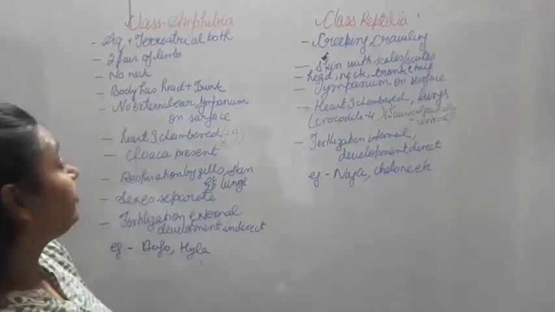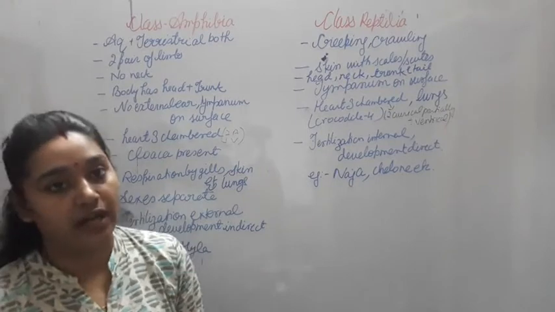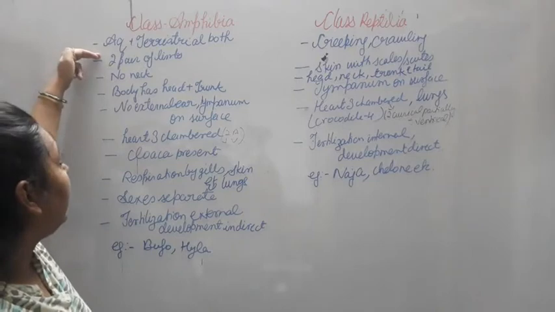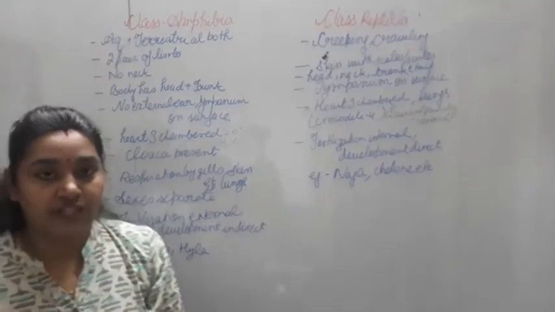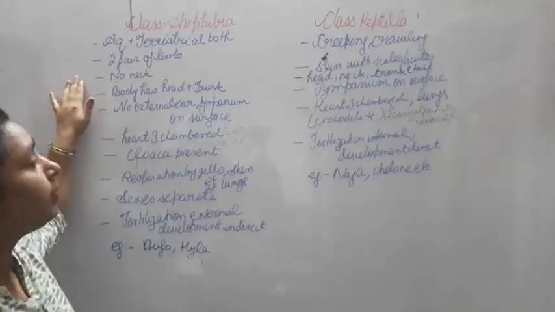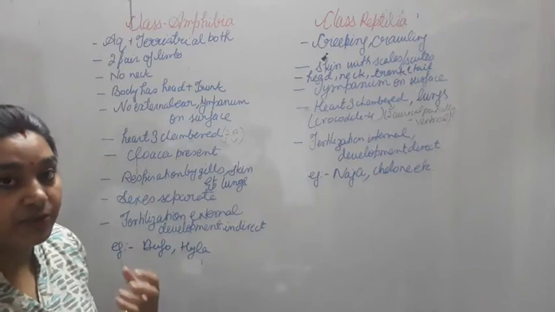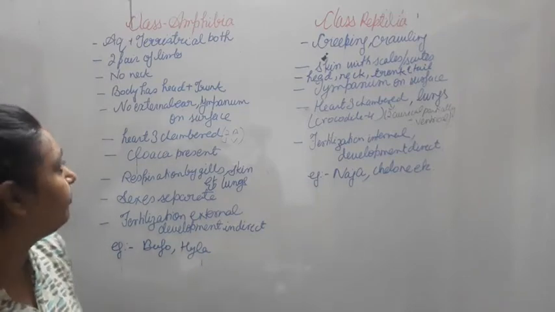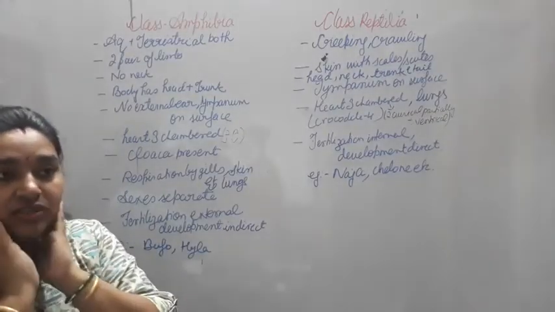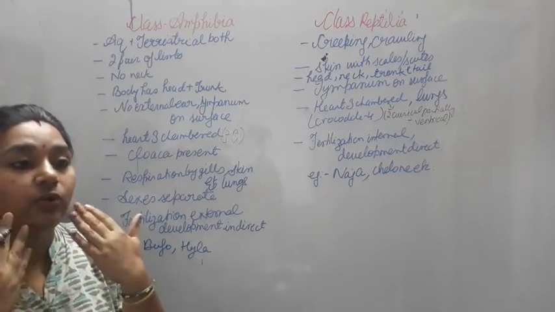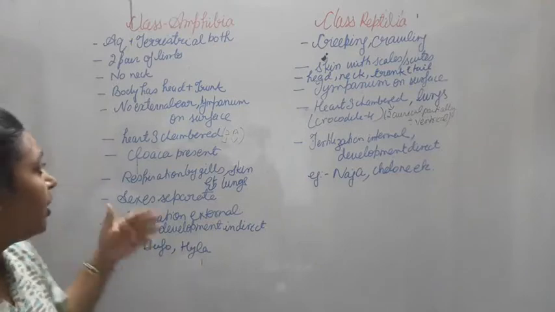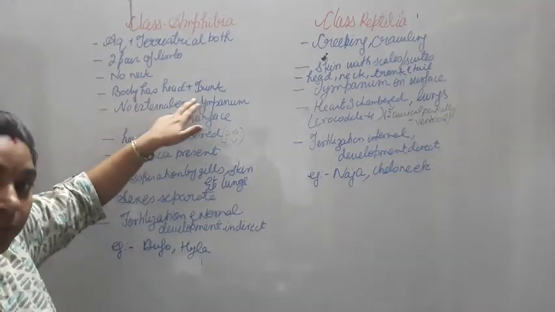So let us see about their features, what special qualities they have, as they have been kept in the class Amphibia. They are aquatic and terrestrial both, which I have explained, that they can easily survive in water and land, both the places. They have 2 pair of limbs, front limb and back limb. They have no neck, meaning the body has no neck section, just a head, and from the head the later half part, which is called a trunk, develops. So they have only head and trunk present.